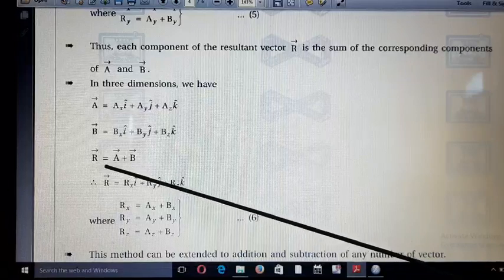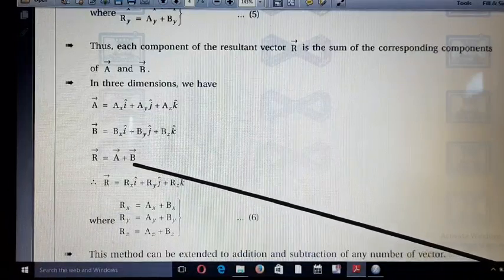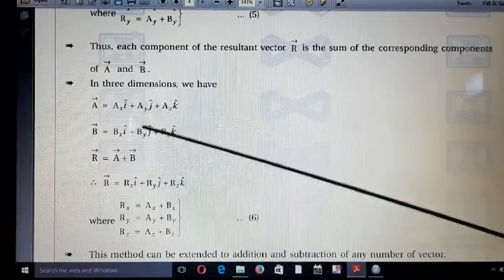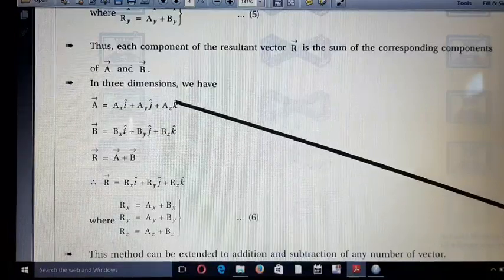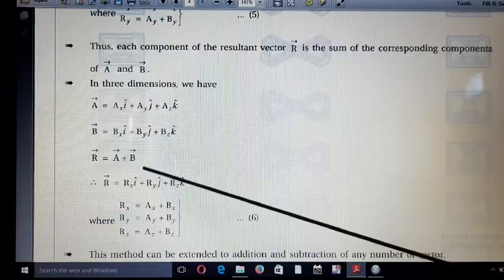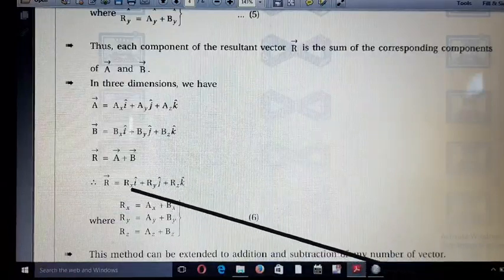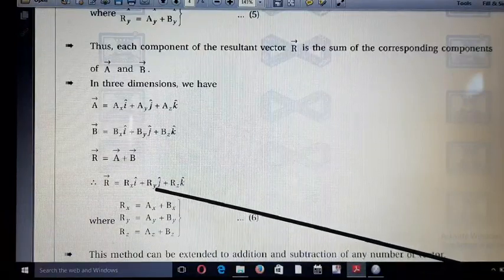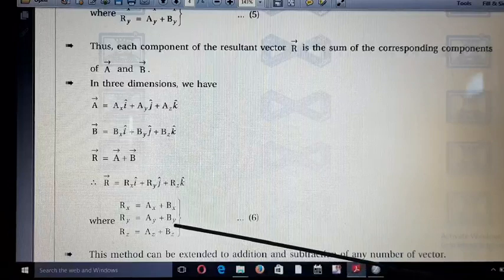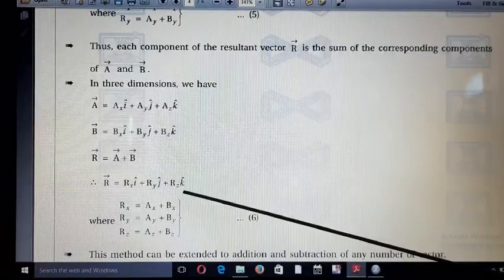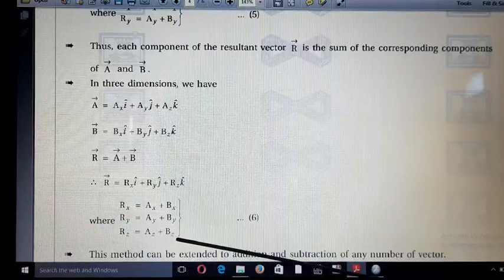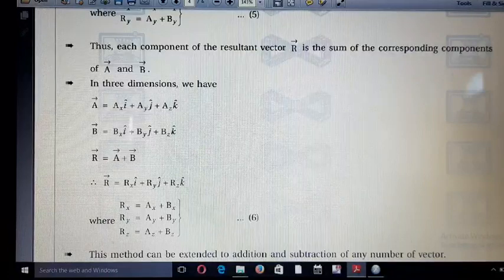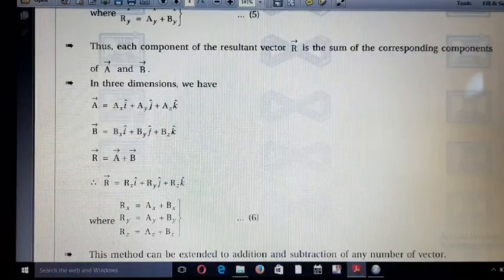Now we take the sum, meaning we want to find the resultant vector. So the resultant vector r is equal to vector a plus vector b. Taking i caret, j caret and k caret common, we can write directly r = rx i caret plus ry j caret plus rz k caret, where rx = ax + bx, ry = ay + by, and rz = az + bz. Friends, with the help of this formula, we can find the resultant vector.